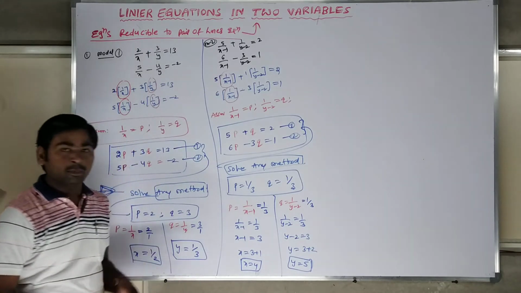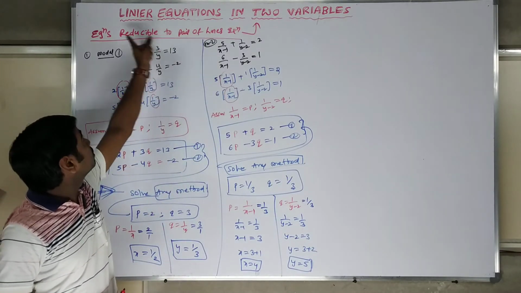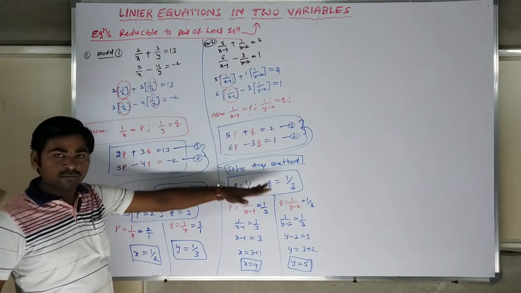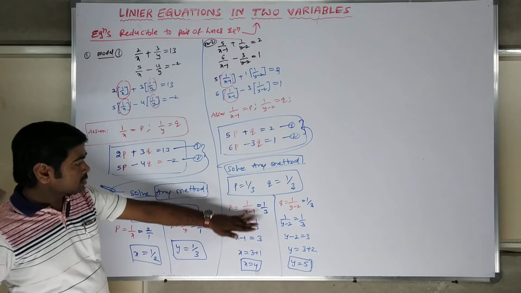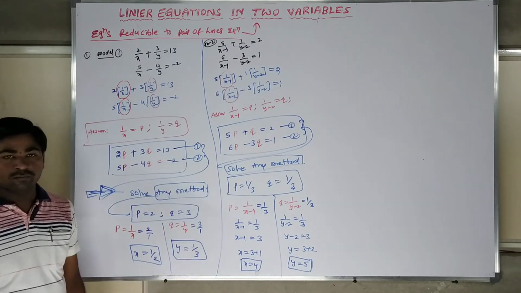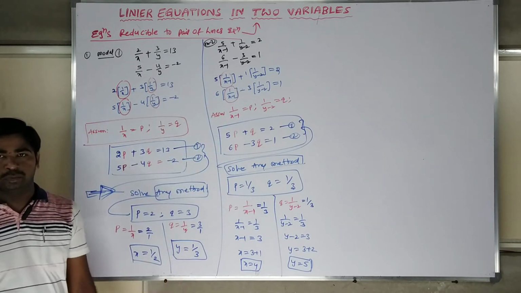This is the way I am converting a complex problem, reducible into a pair of linear equations in two variables. Then I solve it. After that, I resubstitute the assumptions back to get the x and y values. This is one of the complex formats that will come. You can do it. This is the method too.